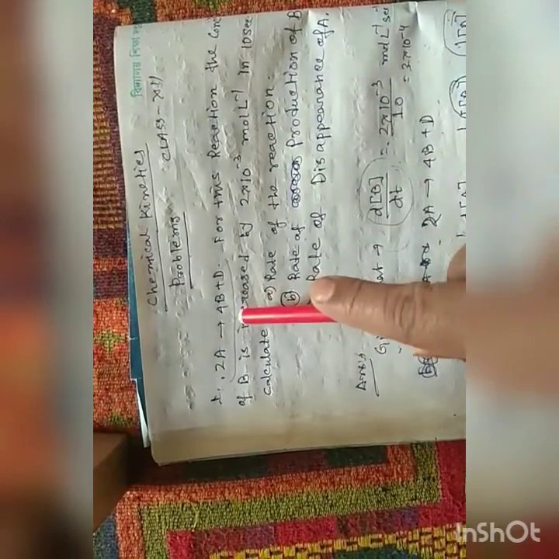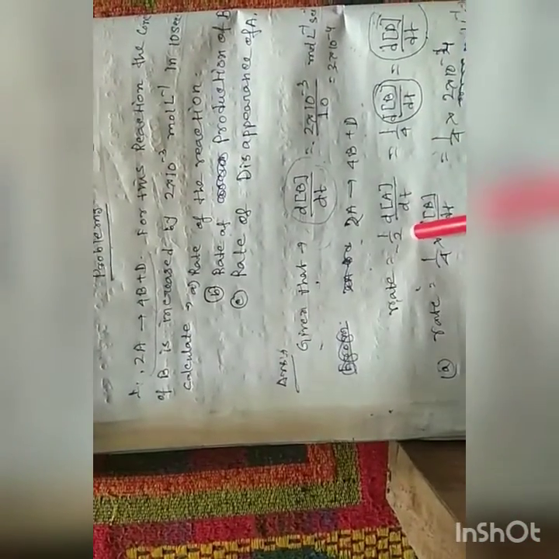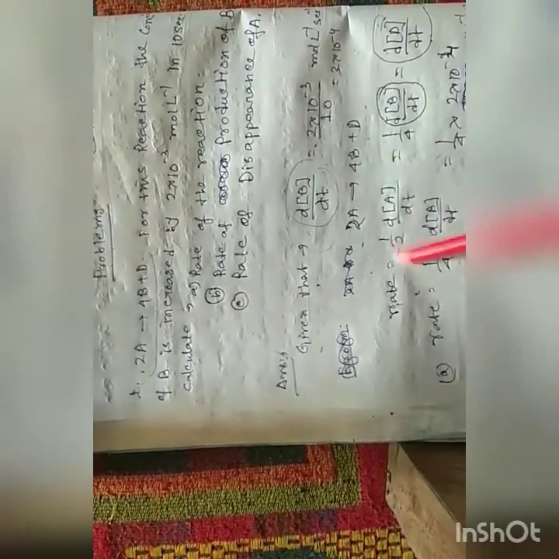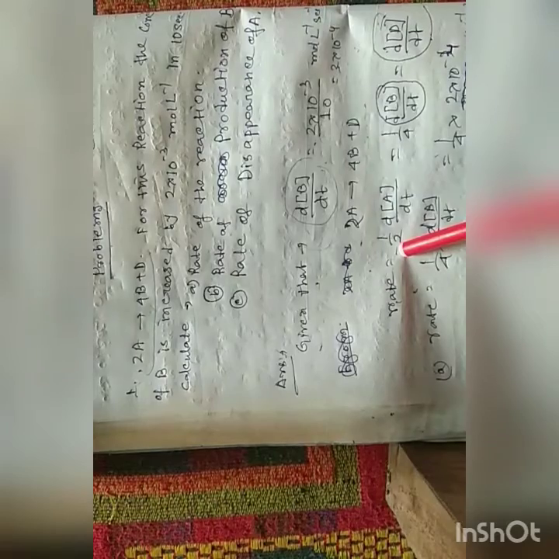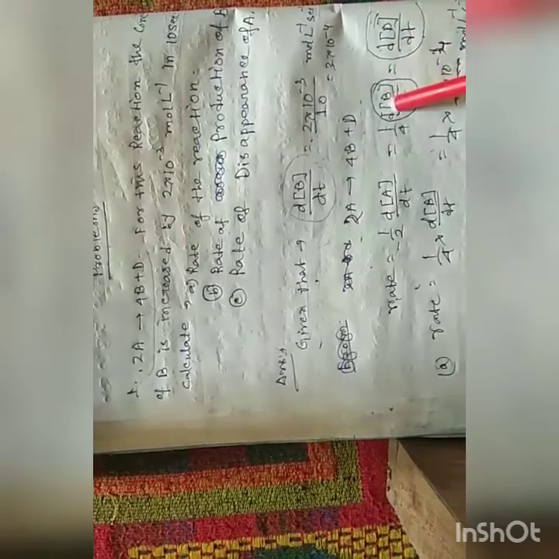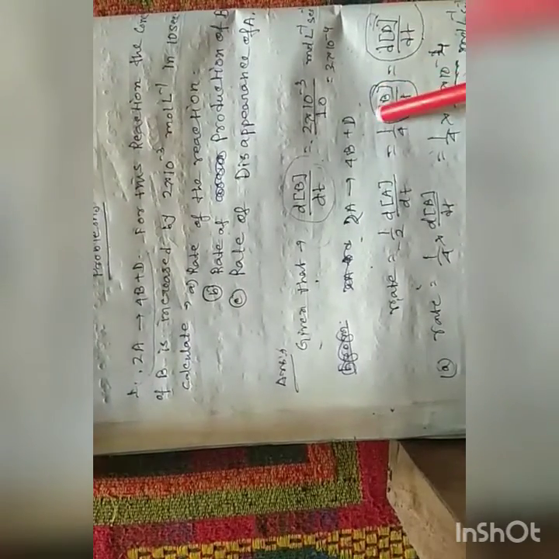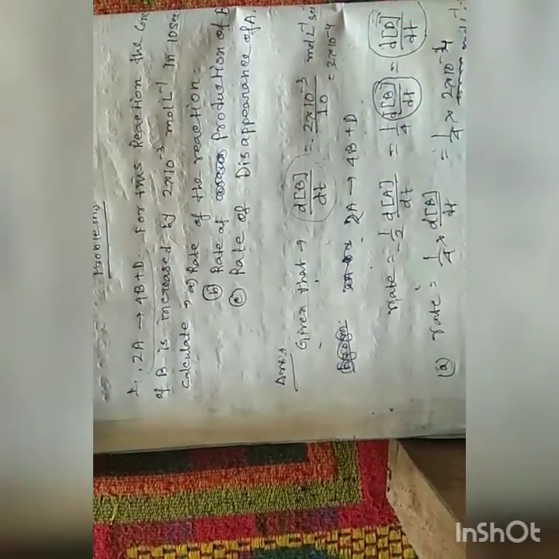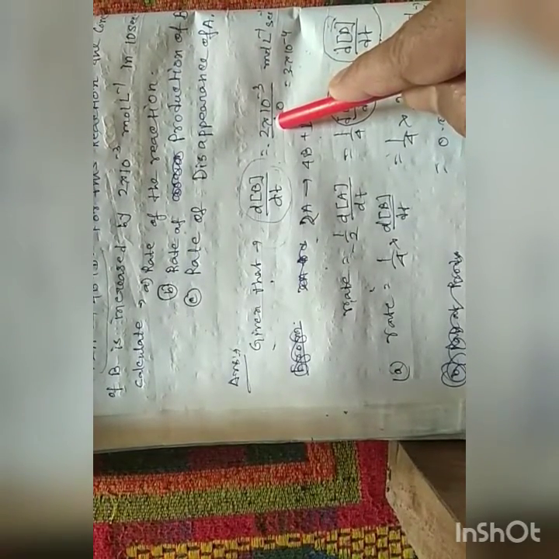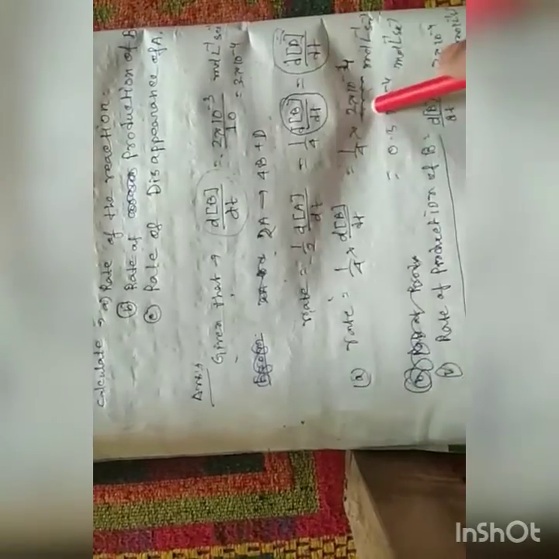Now we know that the rate of this reaction will be half of the change in A, due to the 2 here, with a minus sign because A is a reactant, while B and C are products. So we have been given this. When we divide this by 4, we will obtain the rate of the reaction. So the rate of the reaction will be like that.